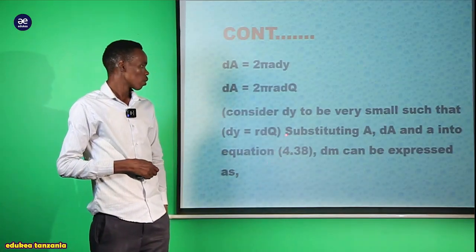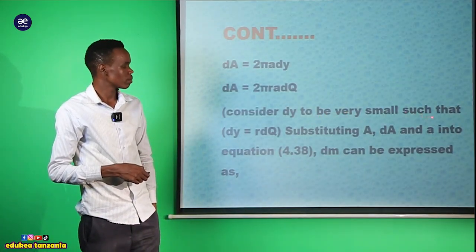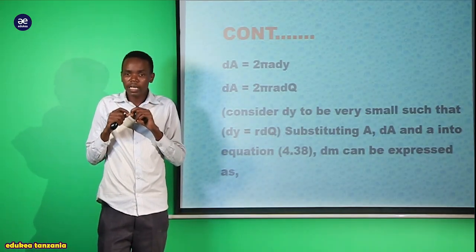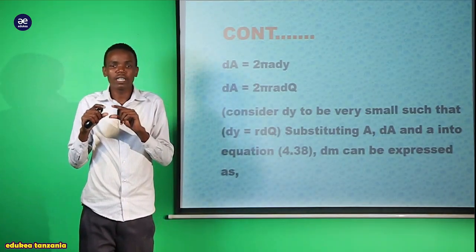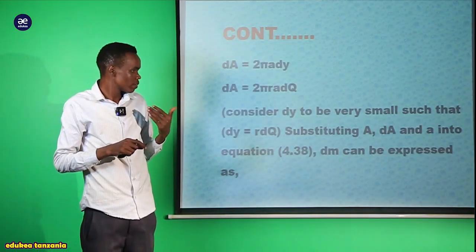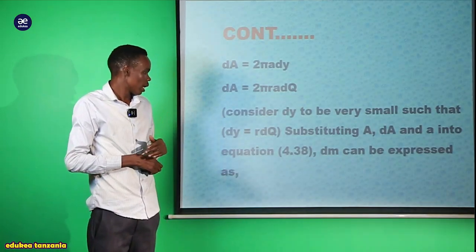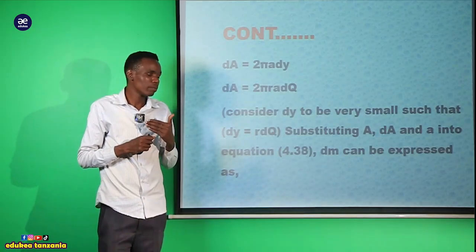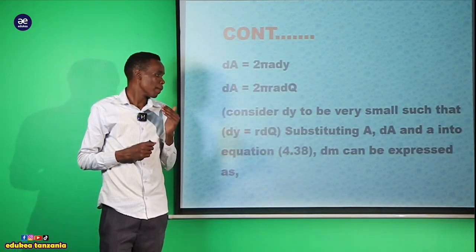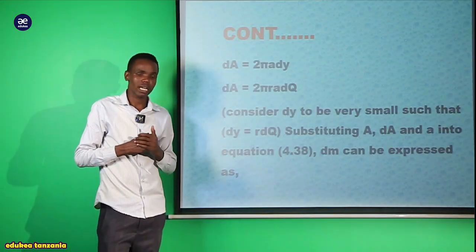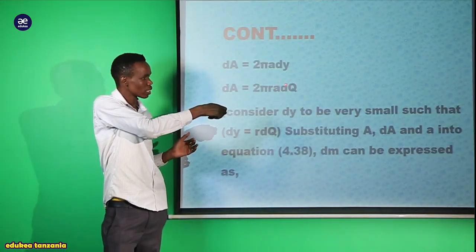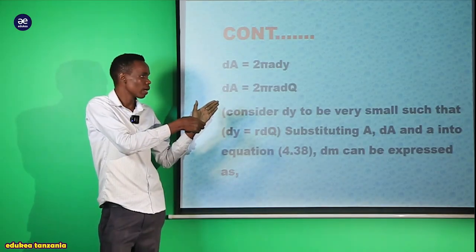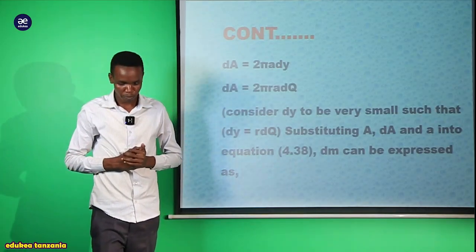Now after this, consider dy to be very, very small, such that dy is equal to r d theta. If dy is very small, then it is equal to r times d theta, as I tried to say here. Instead of writing dy, I have written here r d theta.